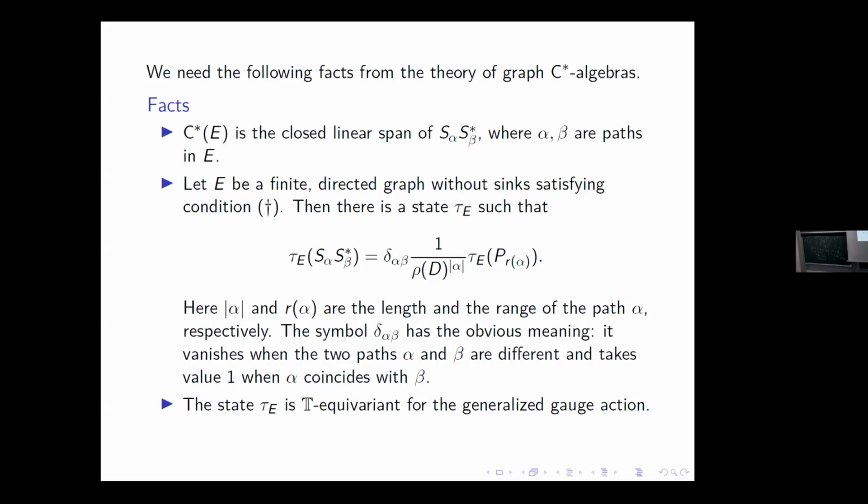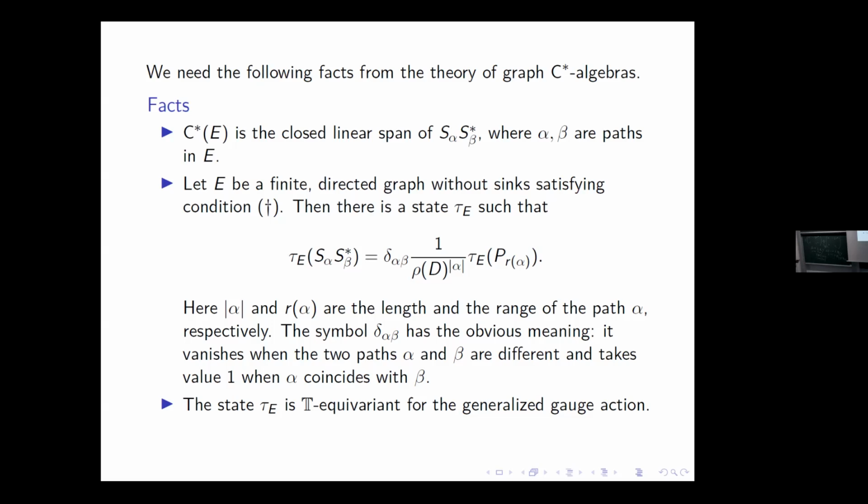So before that, C star E is the closed linear span of these guys. So alpha and beta are paths in E, which means you just take consecutive edges and walk through them. They are called paths. And if you take the partial isometry S alpha corresponding to alpha and the adjoint of S beta, then the products actually linearly span the graph system algebra. So obviously the linear span is dense, hence it makes sense to give tau E on these generators. So tau E on the element S alpha S beta star is explicitly given in these terms.